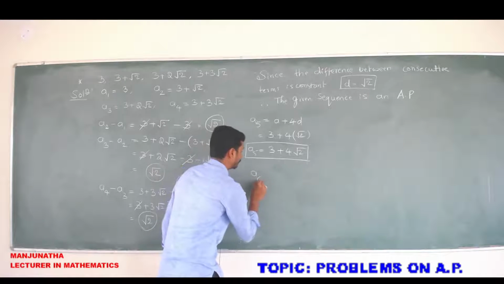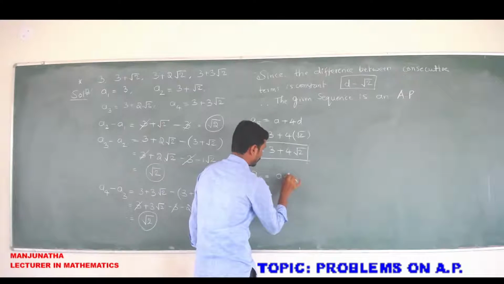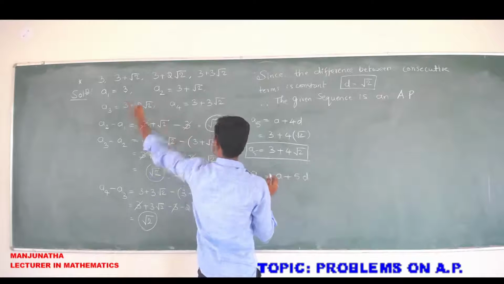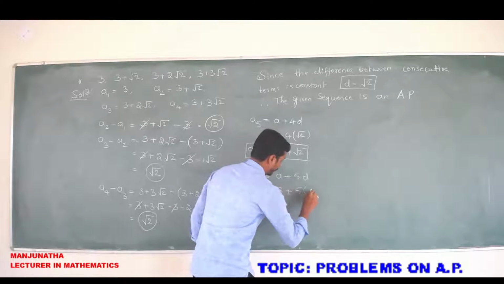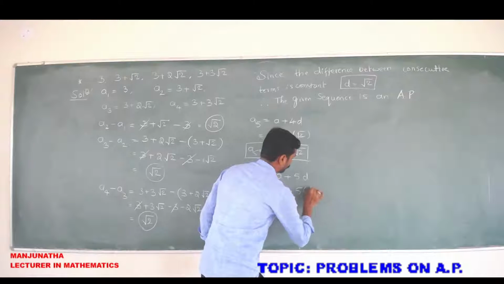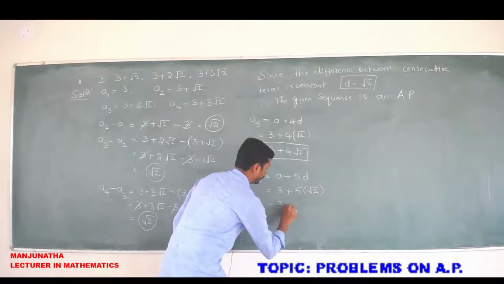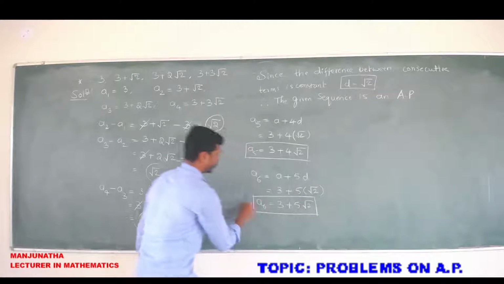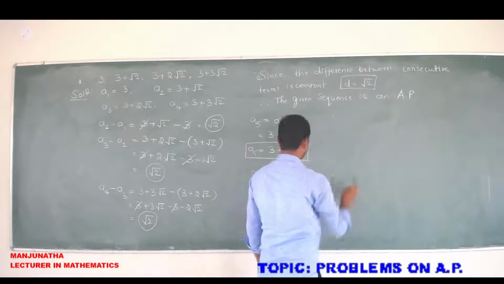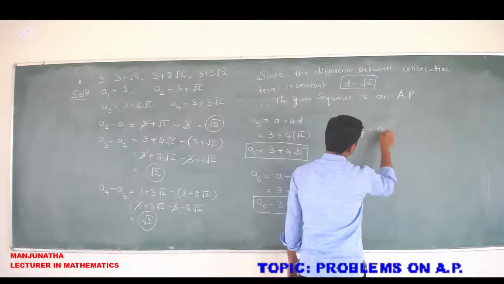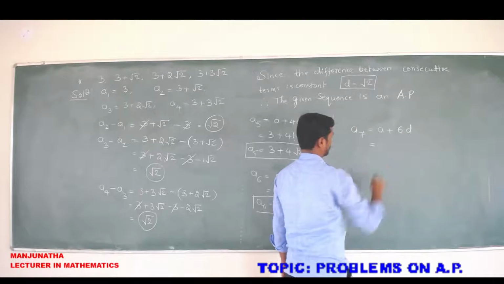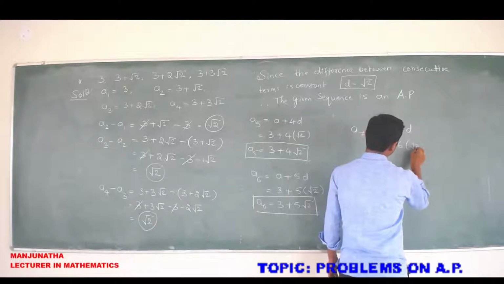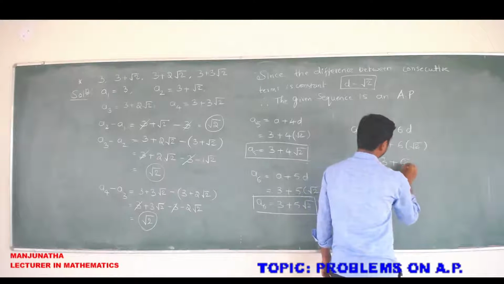In the same way, let us calculate the sixth term. Sixth term is given by A plus 5D. A is the first term and the first term is equal to 3 plus 5 into D. Common difference is root 2. That is 3 plus 5 root 2. This is the sixth term of the given arithmetic progression. The same way, let us calculate the seventh term. So A7 equal to A plus 6D. A plus 6D, where A is the first term, is given by 3 plus 6 into root 2. This is equal to 3 plus 6 root 2.